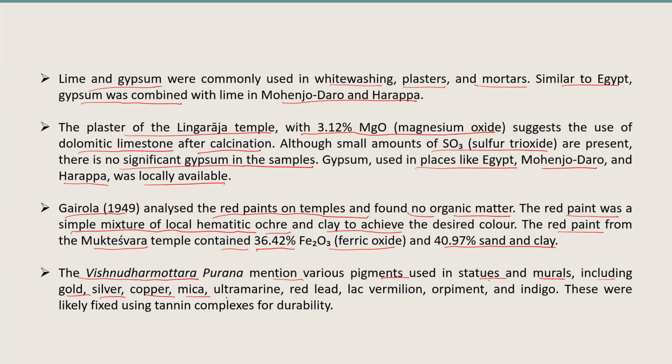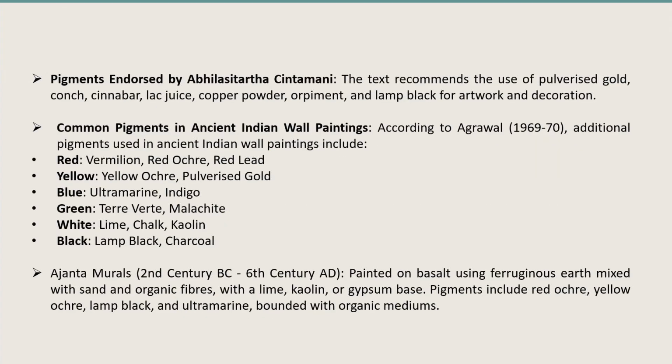ultramarine, red lead, lac, vermilion, orpiment and indigo. These were likely fixed using tannin complexes for durability. Now, pigments endorsed by the Abhilashitartha Chintamani. The text recommended the use of pulverized gold, conch, cinnabar, lac juice, copper powder, orpiment and lamp black for artwork and decoration.